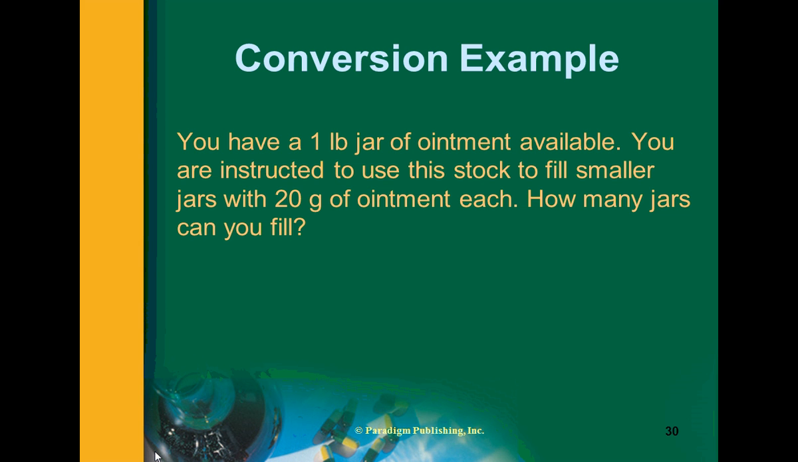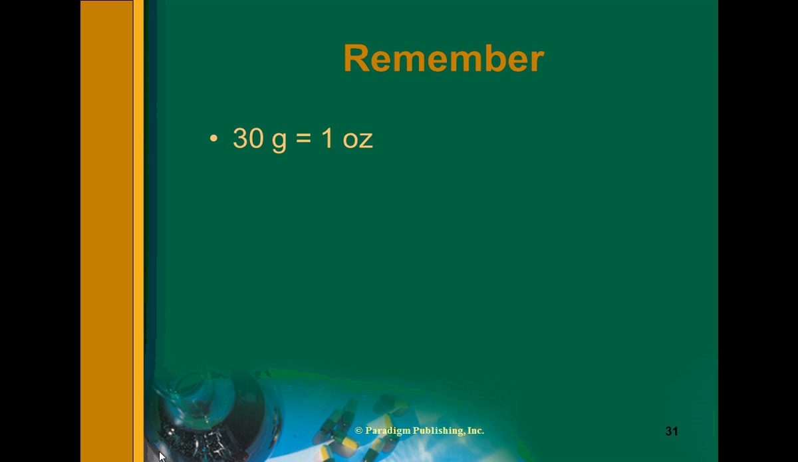So if you have a 1 pound jar of ointment available, you are instructed to use this stock to fill smaller jars with 20 grams of ointment each. How many jars can you fill? So you want to remember that, of course, 1 pound equals 454 grams. Okay. Also remember that you have 30 grams equals 1 ounce, and 454 grams equals 1 pound. So we're using the rounded version.